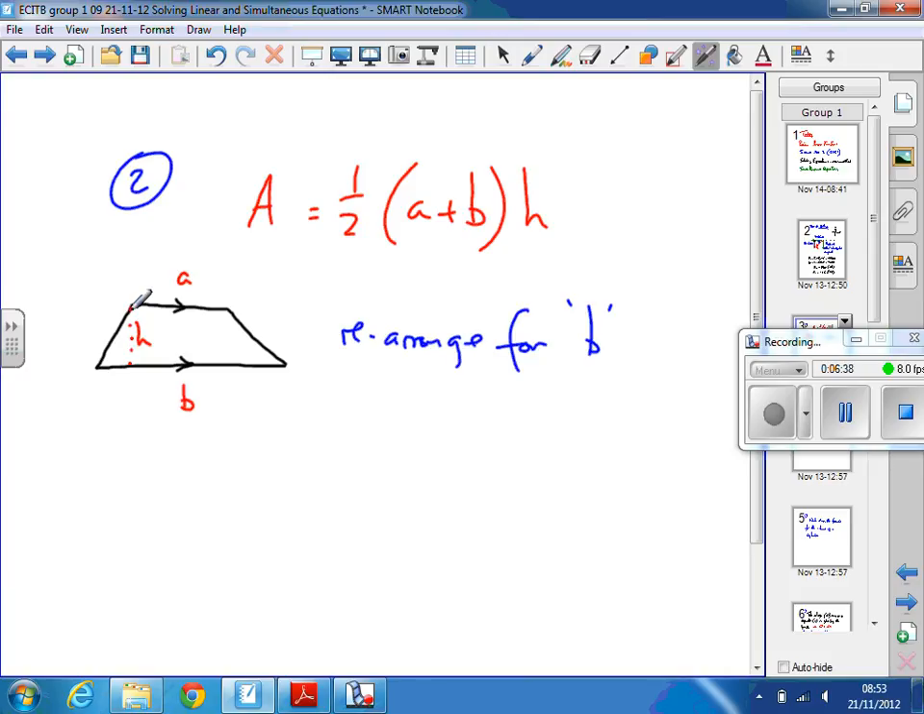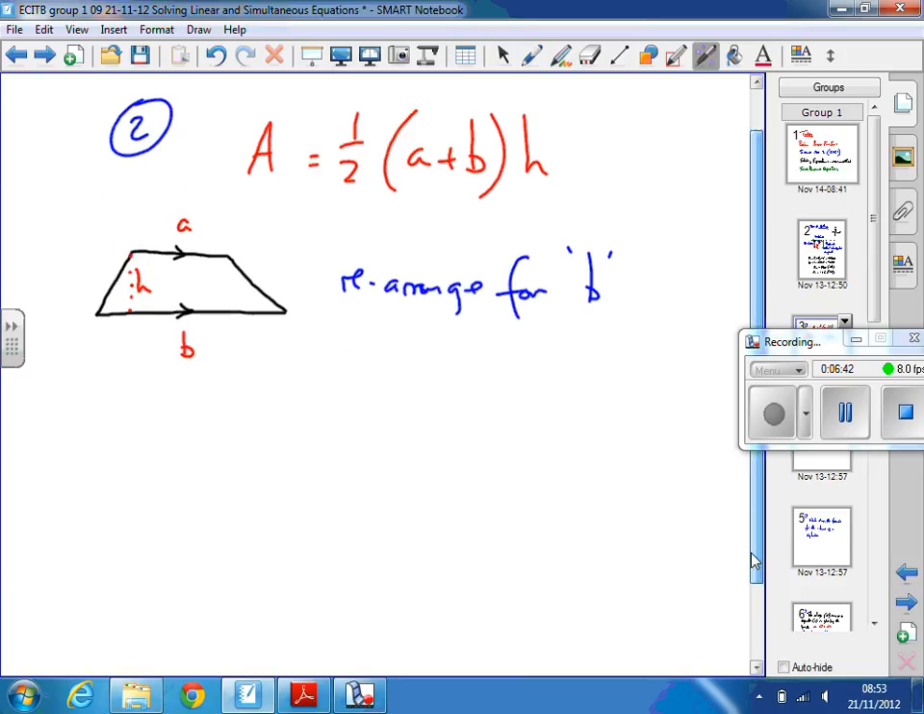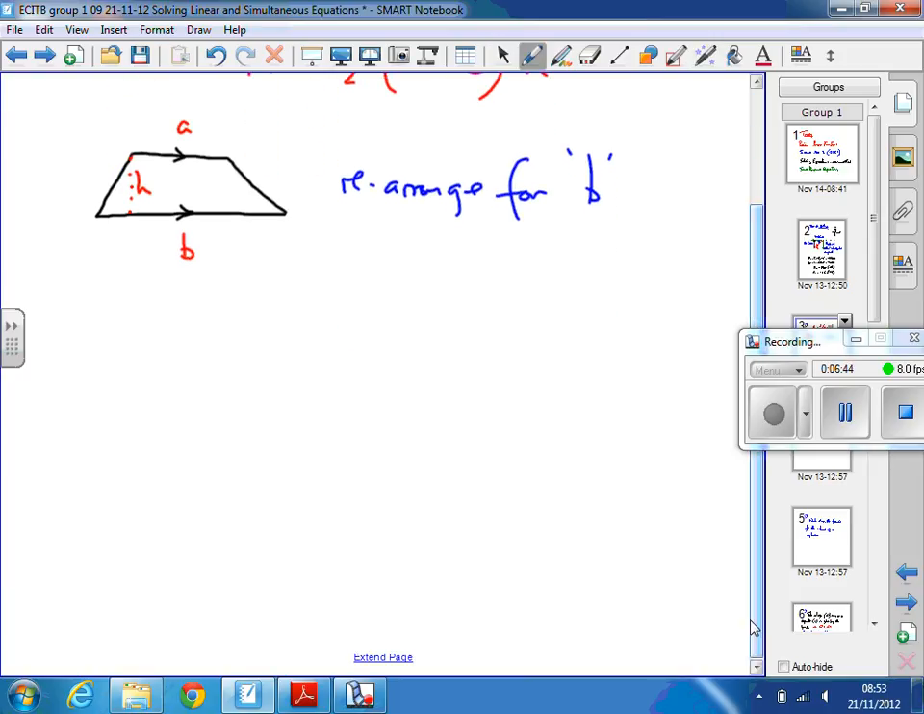So what we need to do now is rearrange this for b. So area is a half, a plus b, times h. And I think when we first looked at this formula, we might have discussed that the half a plus b is finding the average length of the two sides a and b. So we're sort of turning it into a rectangle. But that's where it comes from.